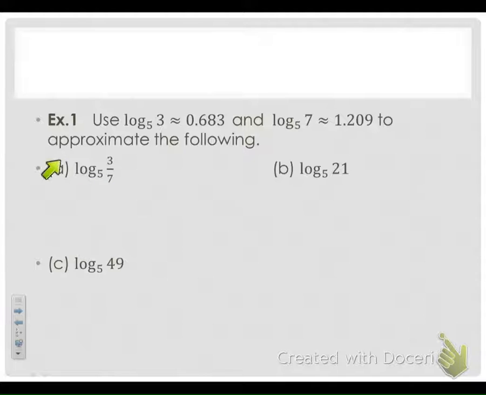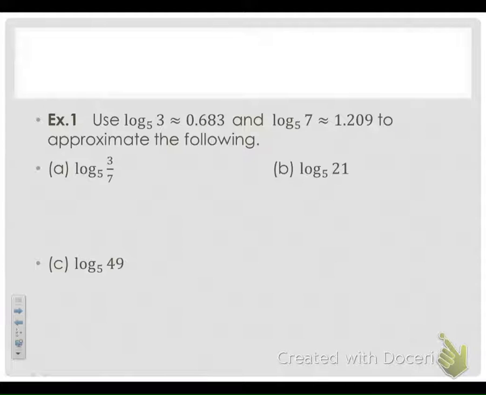So here's what we're going to do. You're going to use this information that log base 5 of 3 is approximately this decimal. You're also going to use the knowledge log base 5 of 7 is approximately 1.209. And we're going to practice these properties. So you got to recognize, what do you have in A that could deal with those properties above?